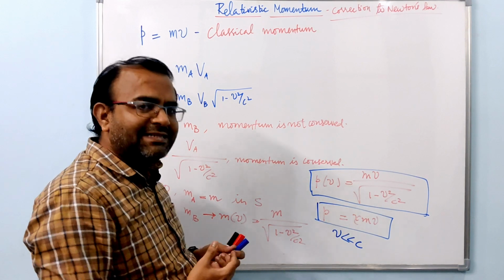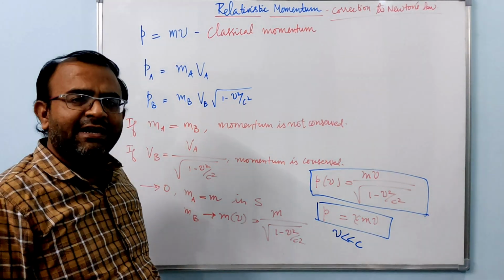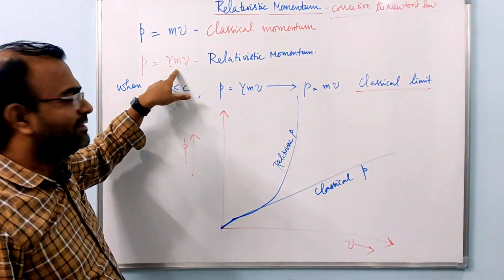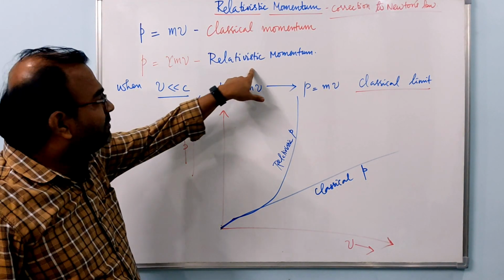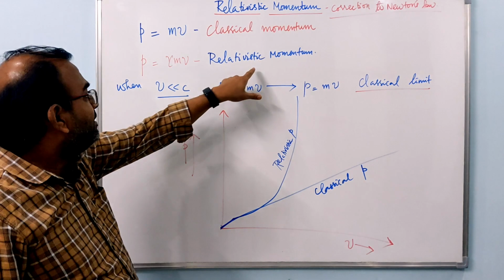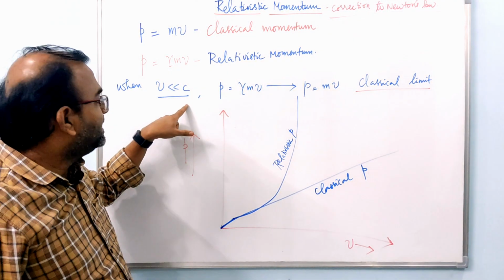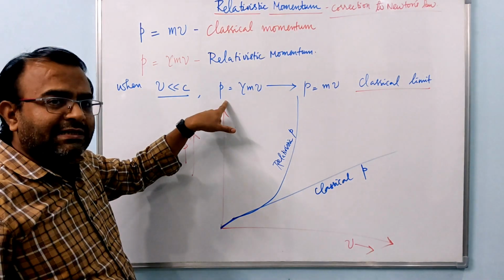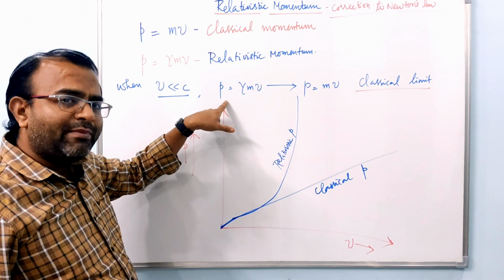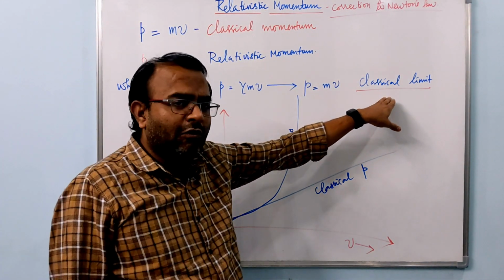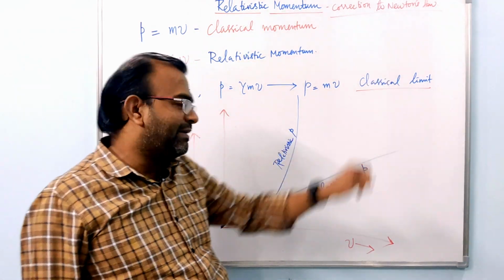That is the classical limit of this relativistic expression for momentum, right? So this is the expression p equals gamma mv for relativistic momentum, and as we have already seen, when v is much less than c, the speed of light, the relativistic momentum p equals gamma times mv reduces to p equals mv, which is the so-called classical limit.